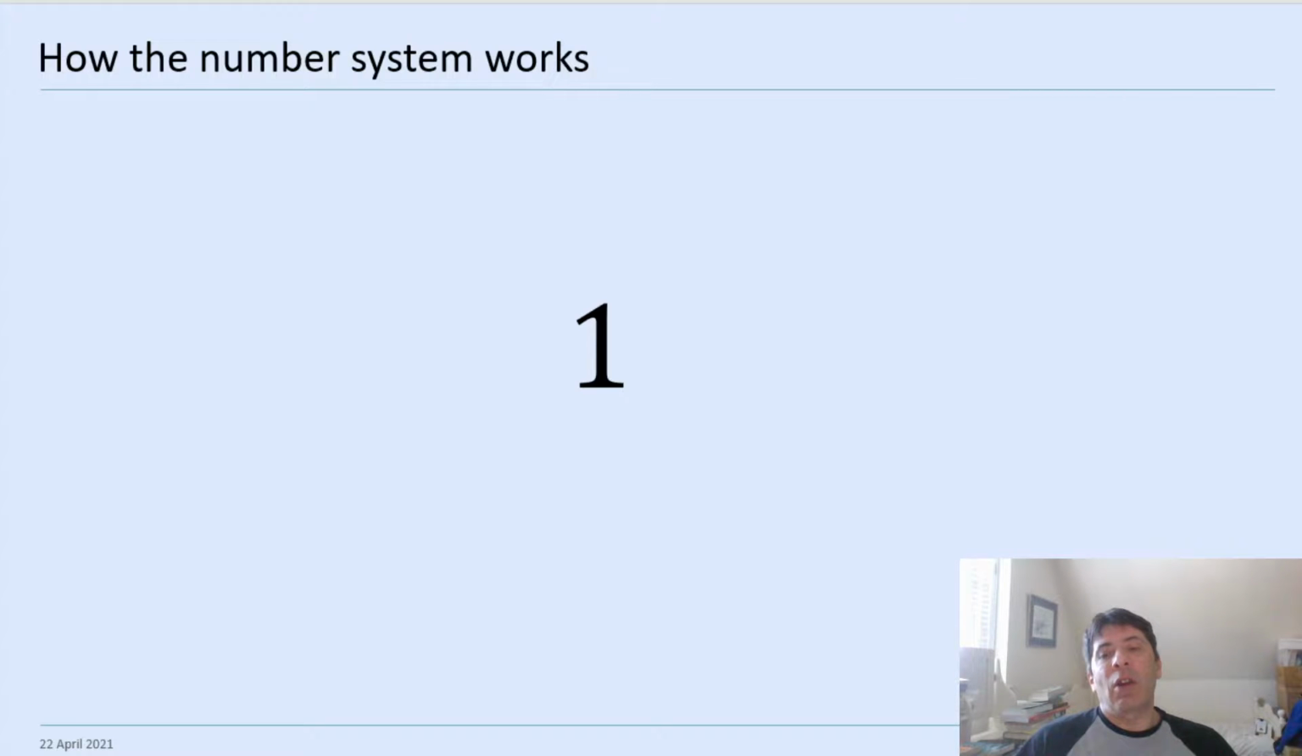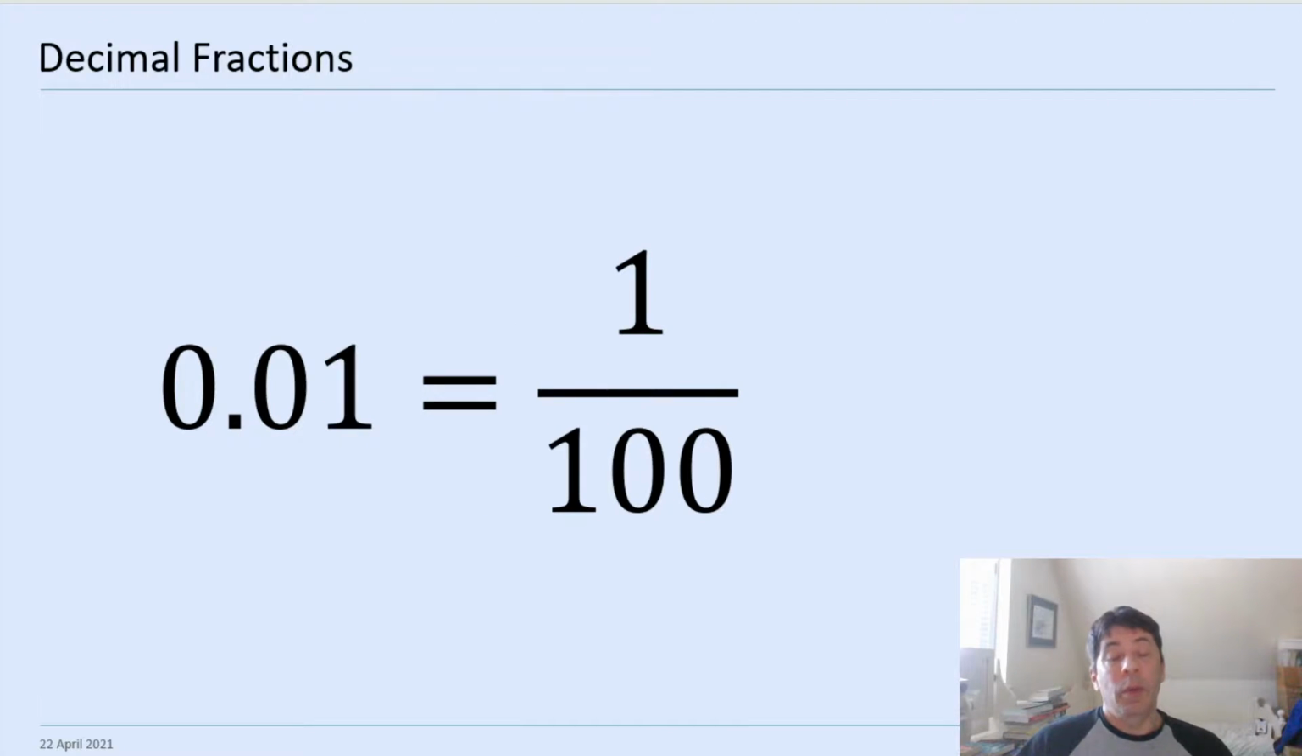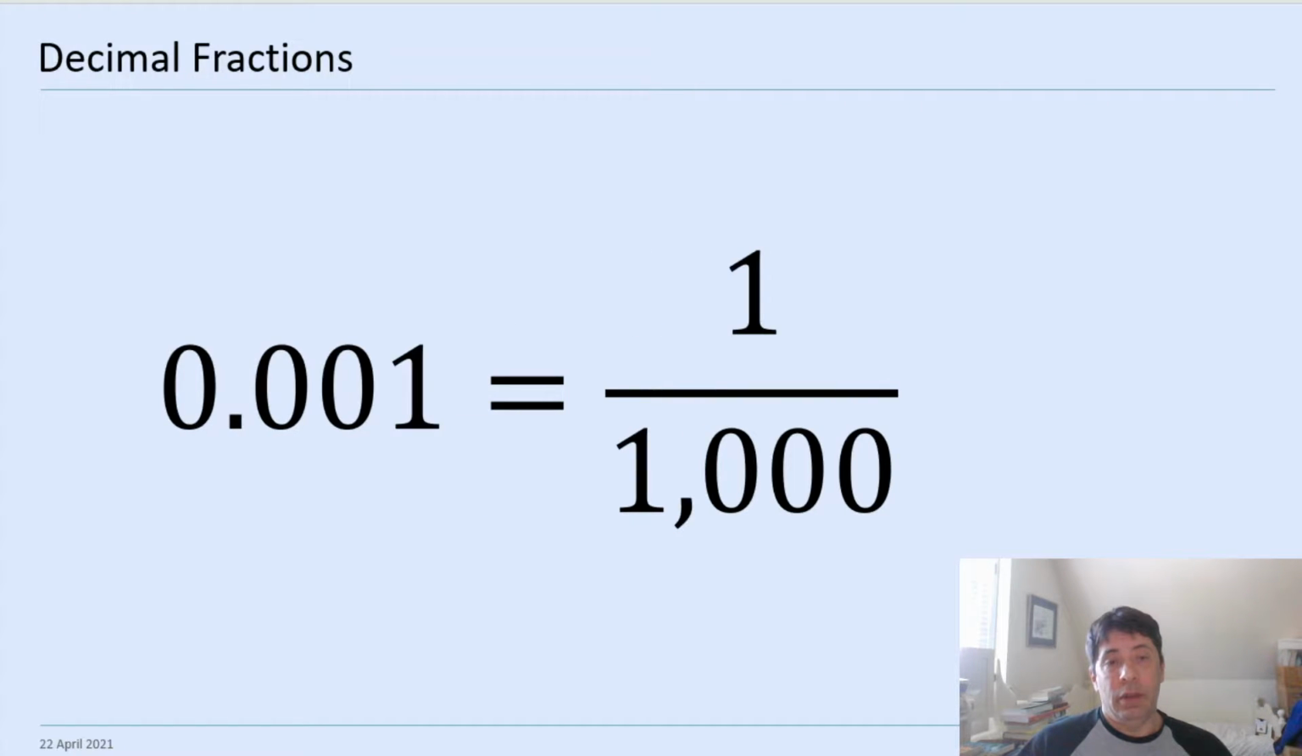So now we're going to think about going the other way. We're going to write 1 as just 1.0, and then as we move the 1 to the right, instead of getting 10 times bigger, we're going to think of it as 10 times smaller. So 0.1 is a tenth. 0.01 is a hundredth. 0.001 is a thousandth.